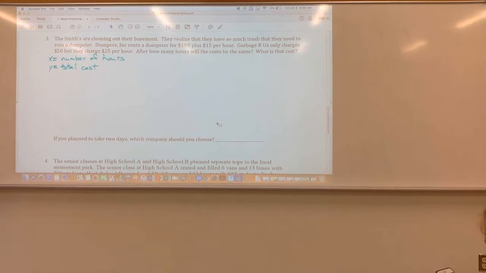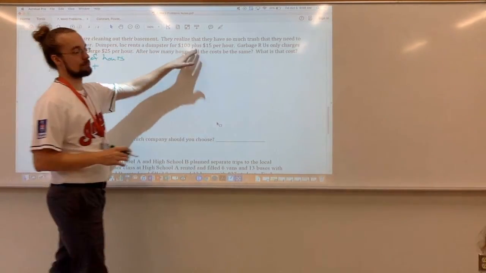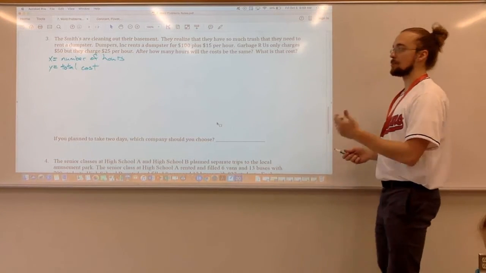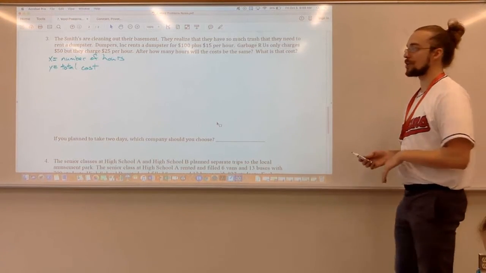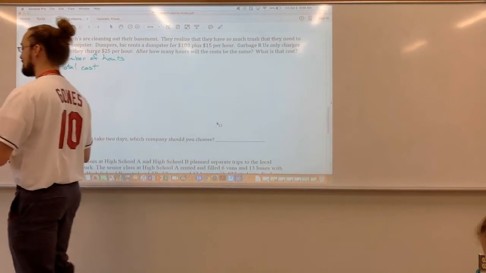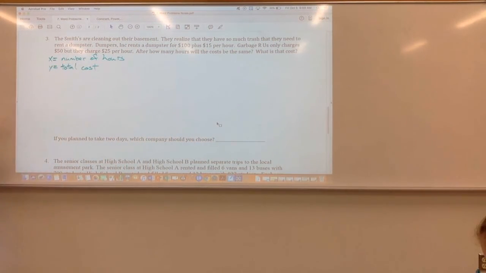Okay, so now we need to try to use this to write 2 equations. So it says Dumpers Inc. rents a dumpster for $100 plus $15 an hour. And then Garbage R Us rents a dumpster for $50 plus $25 an hour.